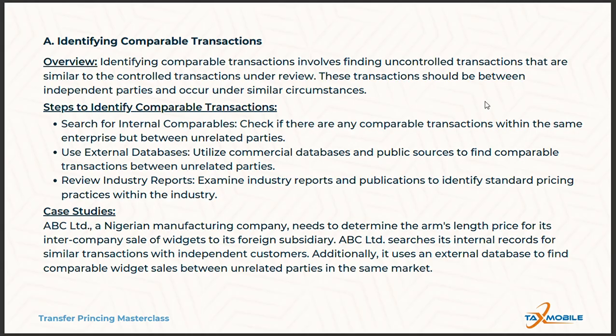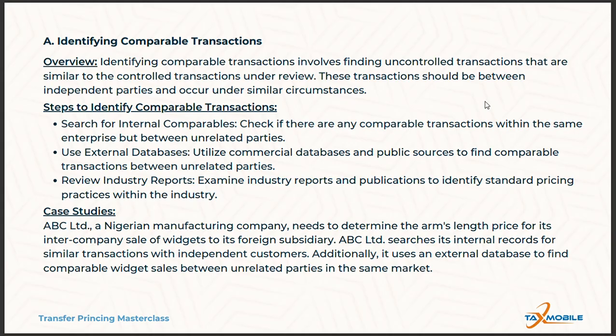Secondly, after we identify the controlled transaction, the second thing is to identify potential comparables. Once the controlled transaction is identified, the next step is to search for uncontrolled transactions. This could be internal, within the company, maybe between unrelated parties, or external, publicly available data on transactions between independent parties.